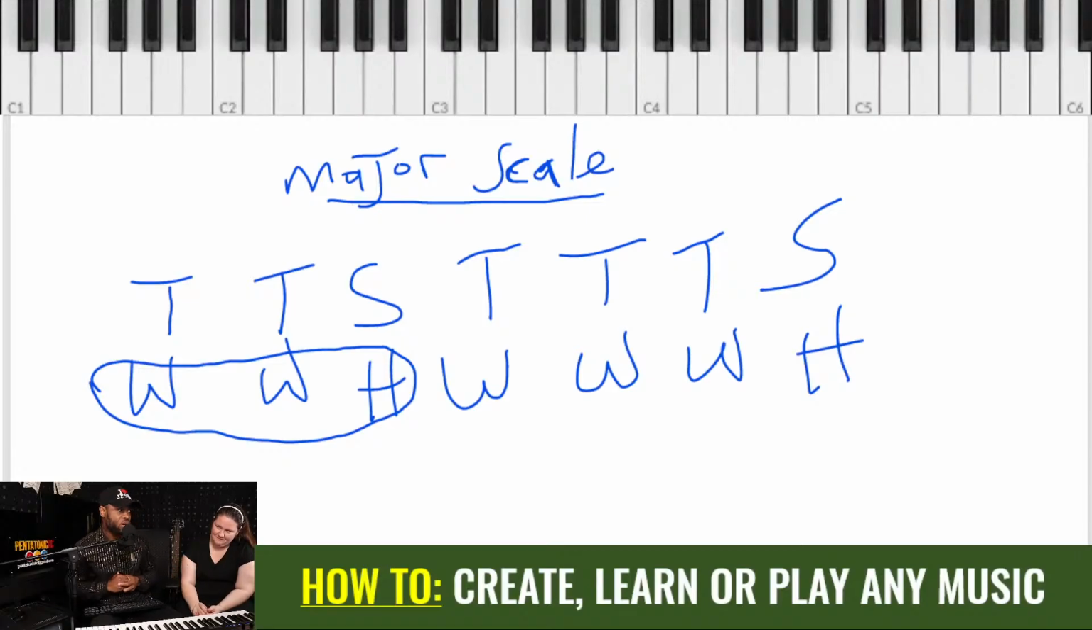Let's try one more key. Let's try E. E major. Exactly. Perfect. So if we have to talk about the fingers that you're going to use to play this, that's a different ball game entirely. So let's quickly look at that.